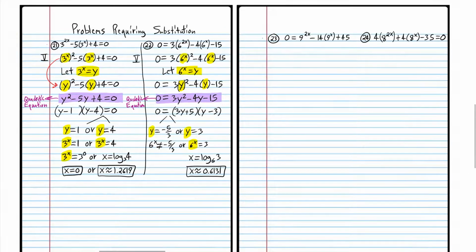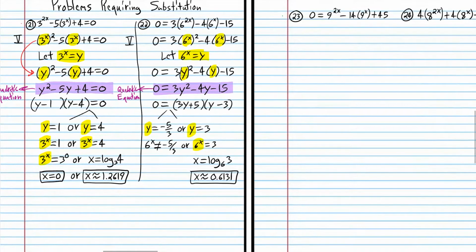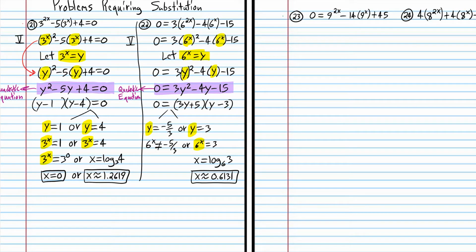Okay, so I want you to try number 23. You can use 21 to help you. And when you come back, we'll do it together. All right, we're back.